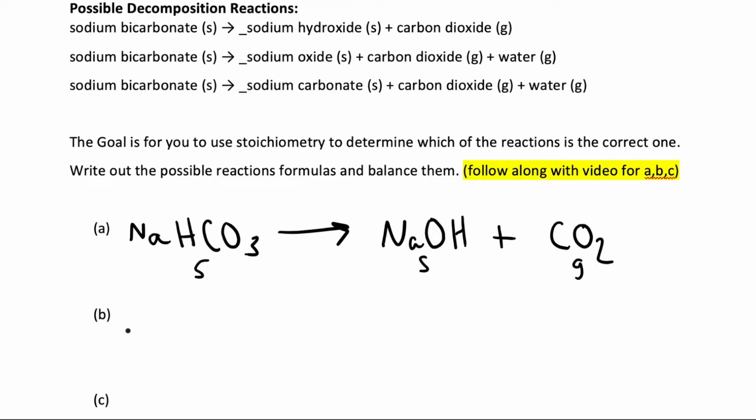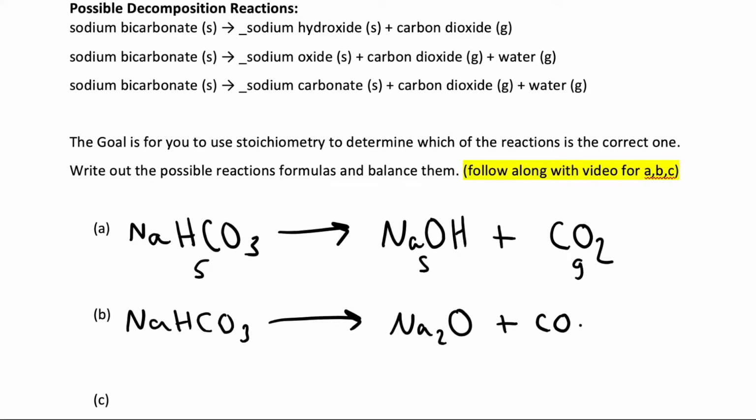Sodium bicarbonate. Okay. All right, and then sodium oxide. So sodium oxide is Na2O, right? Because O is a -2, sodium's a plus, so we need 2 sodiums to balance it out. And in this particular case, we're saying that we're making CO2 and water vapor.